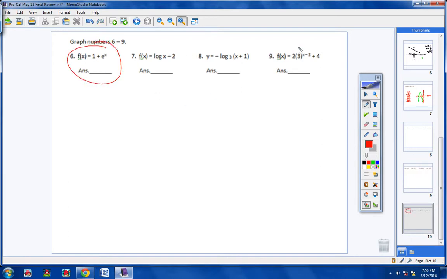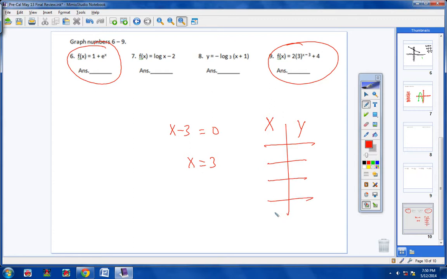On exponential graphs, you're going to take the exponent, set it equal to 0, like this one here. X minus 3 equals 0, and then you'll get x equals 3. And what that ends up being is your middle value in your table of values. Okay, so you put a 3 here, and then whatever your constant term is, that's going to be your horizontal asymptote. So this one here, your horizontal asymptote would be at 4.